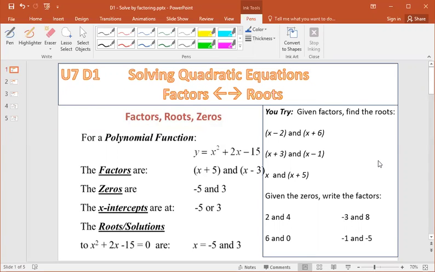Hi everyone, today we are discussing solving quadratic equations. We are going to take the factors that we used in the prior unit and change those into zeros, which are also called roots or x-intercepts.